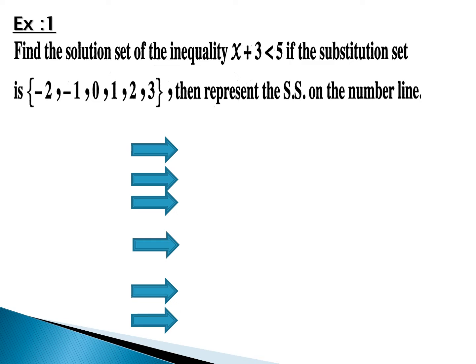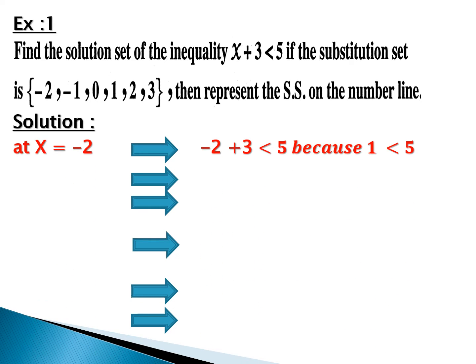First, at x = -2, we have -2 + 3 = 1, which is less than 5, so it satisfies the inequality. At x = -1, -1 + 3 = 2 is also less than 5, so -1 satisfies the inequality also.